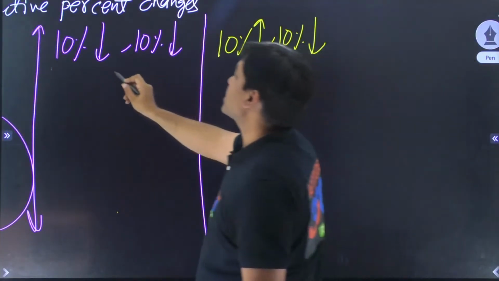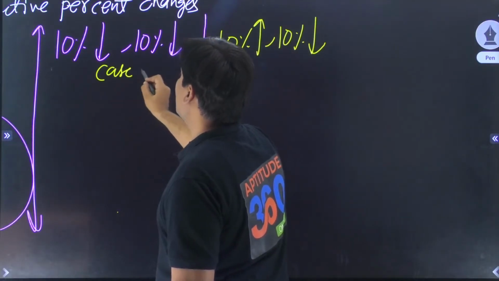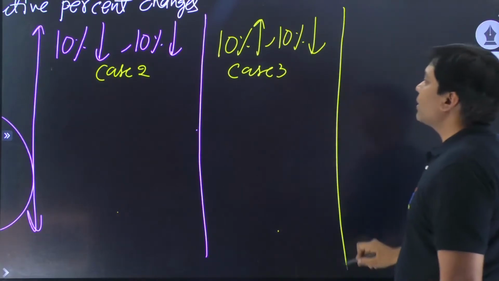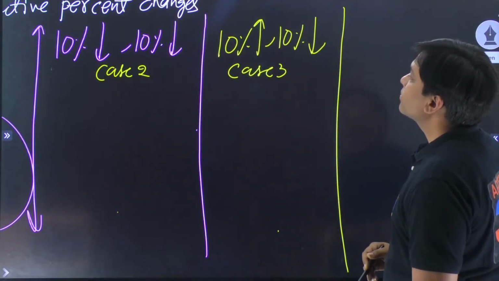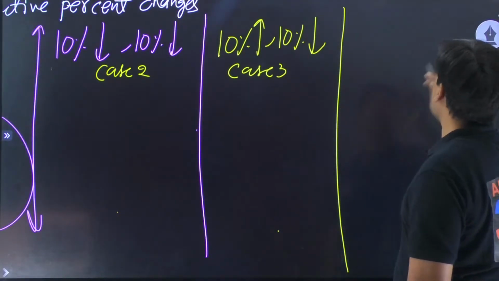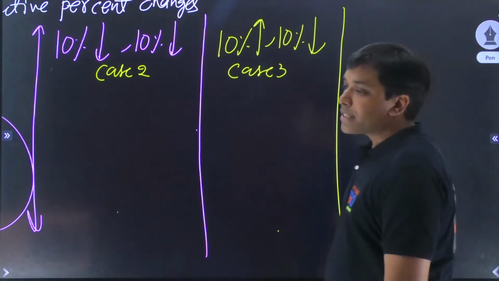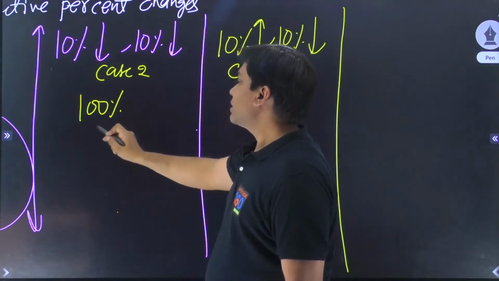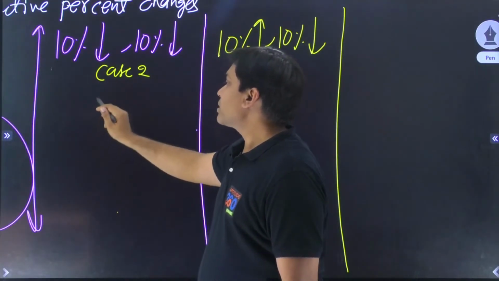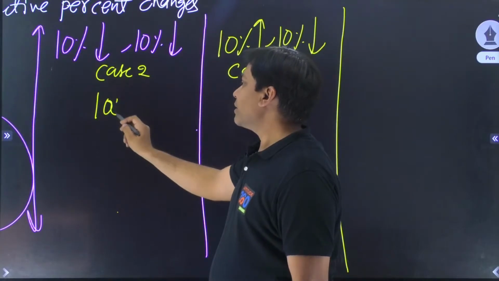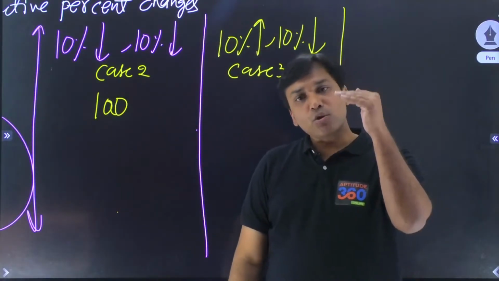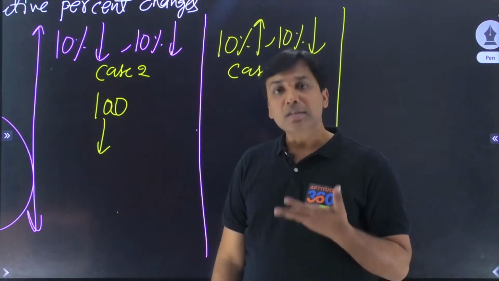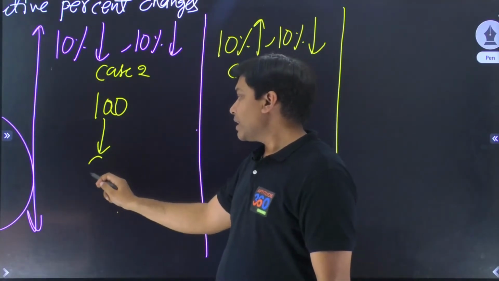So let me write it down. This is case 2. This is case 3. And then, what is the answer out here? In the second case, population of the village is 100%, not low. Take it as 100. Is that okay? 100 is going down by 10%. So if it is going down by 10%, what is 10% of 100? It is 10. Yeah, again 90.